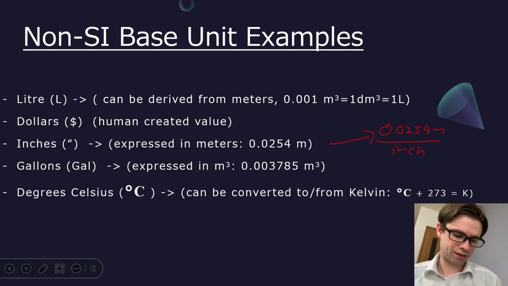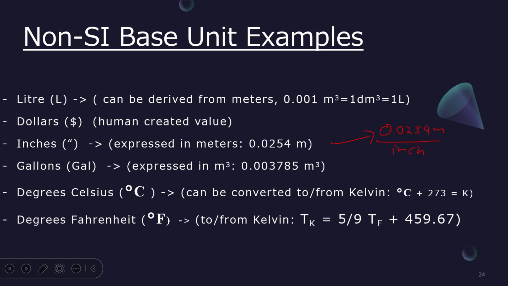Degrees Celsius, written with a little circle C. This can be converted to and from Kelvin, which is an SI base unit. So degrees Celsius plus 273, or 273.15, I think, is equal to Kelvin units.